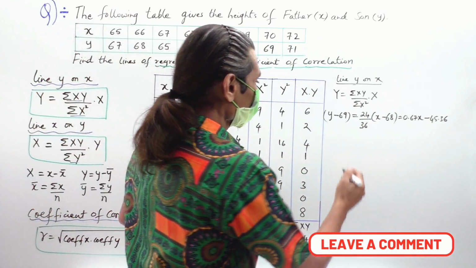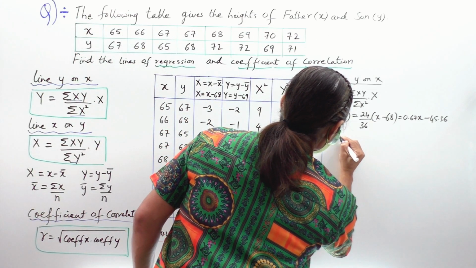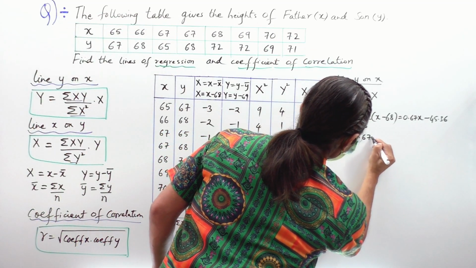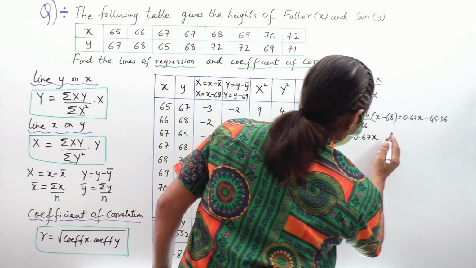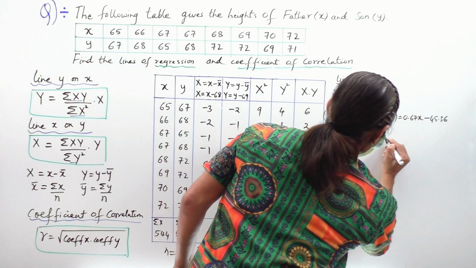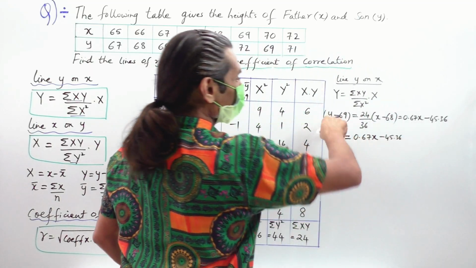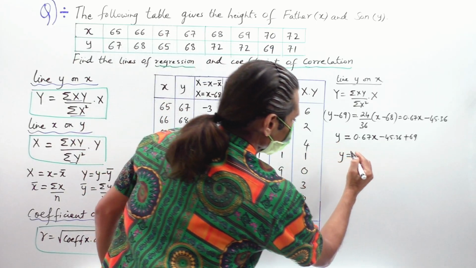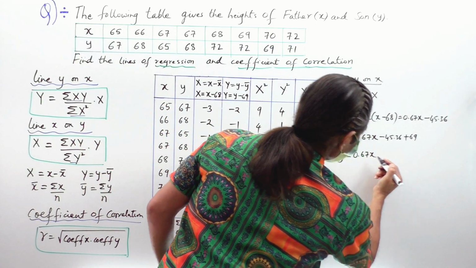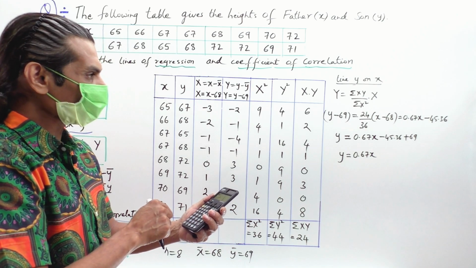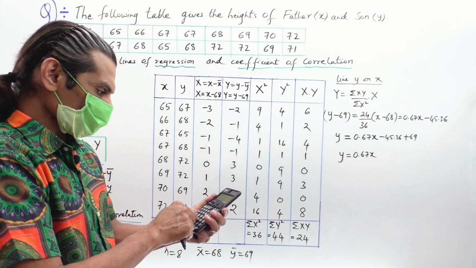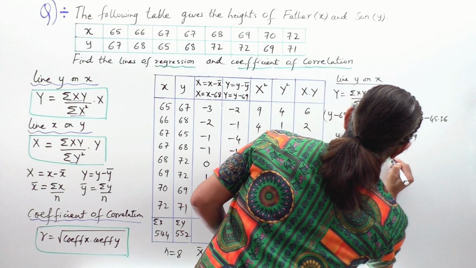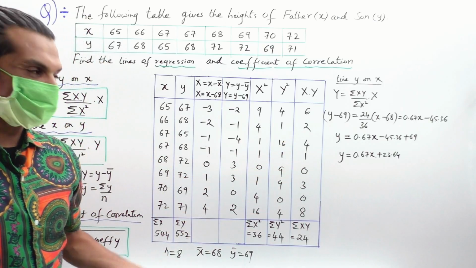Therefore, here this is the line y on x, that is y is equal to mx plus c, and so on. So we have this line as y is equal to 0.67 x, see, take it that side, that is minus 45.36. So take 69 that side, plus 69. So the line y on x is nothing but 0.67 x and 69 minus 45.36 is equal to 23.64. So plus 23.64. So this is my line y on x.